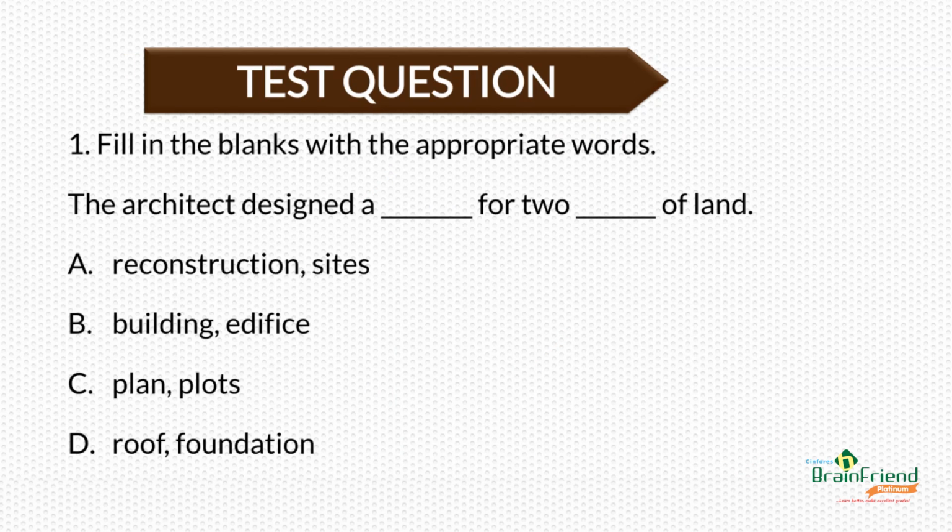Now, let's answer the following questions. Question 1. Fill in the blanks with the appropriate words. The architect designed a dash for 2 dash of land. A. Reconstruction, sites. B. Building, edifice. C. Plan, plots. Or D. Roof, foundation.